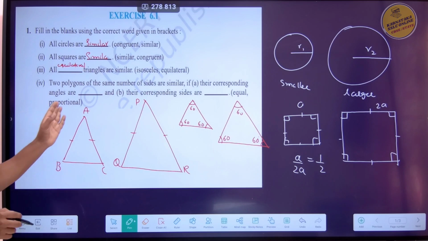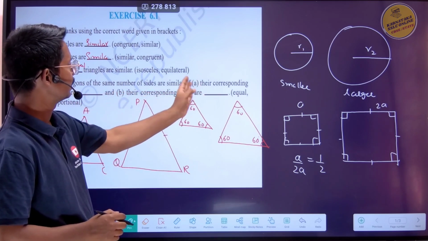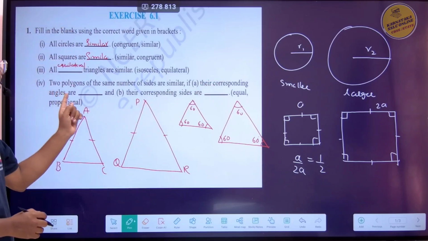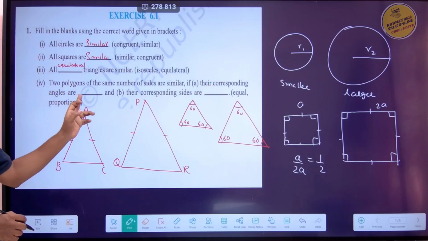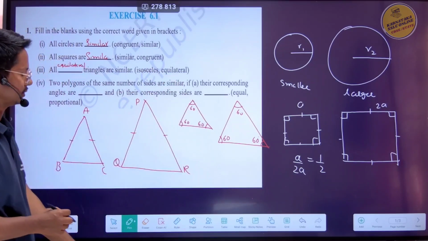Fourth one, two polygons of the same number of sides are similar if their corresponding angles are what, and their corresponding sides are what? Yes, think about this.